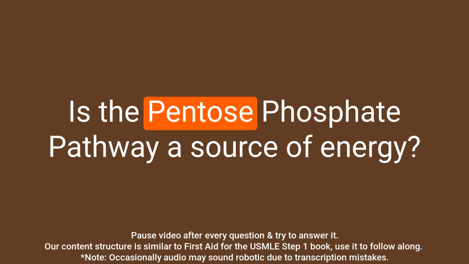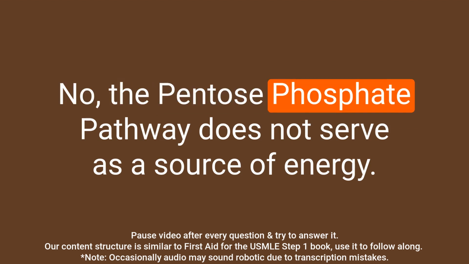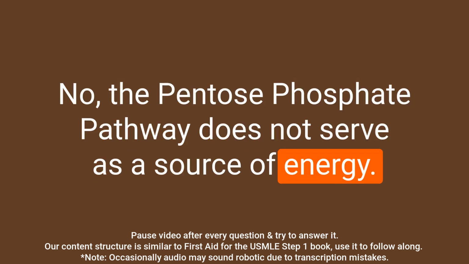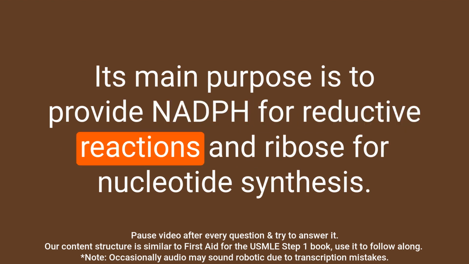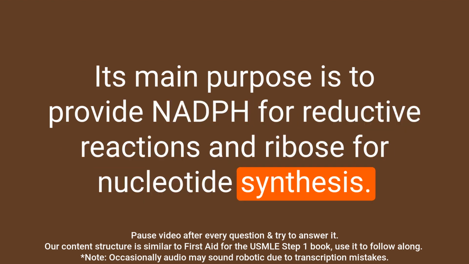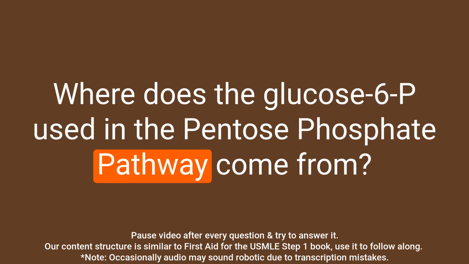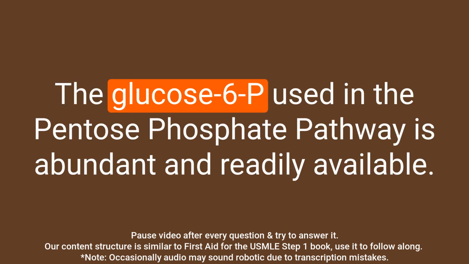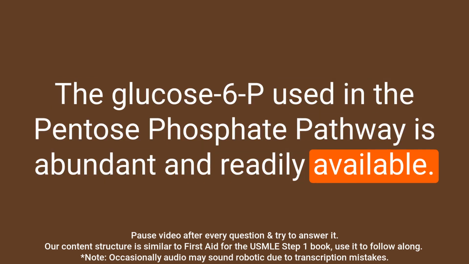Question: is the pentose phosphate pathway a source of energy? Answer: no, the pentose phosphate pathway does not serve as a source of energy. Its main purpose is to provide NADPH for reductive reactions and ribose for nucleotide synthesis. Question: where does the glucose 6P used in the pentose phosphate pathway come from? Answer: the glucose 6P used in the pentose phosphate pathway is abundant and readily available.